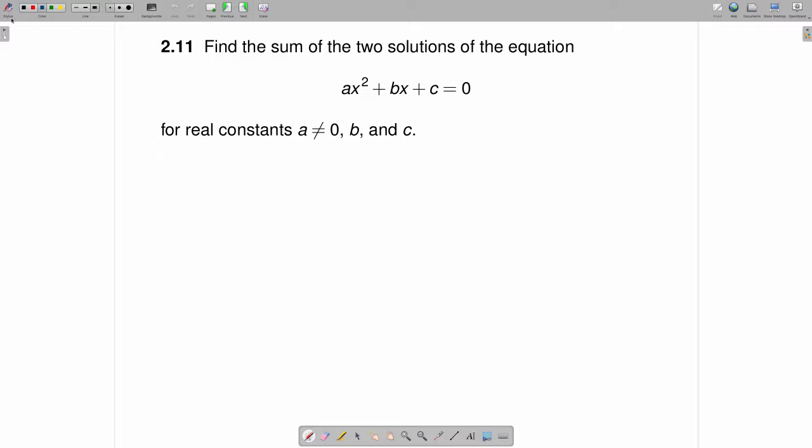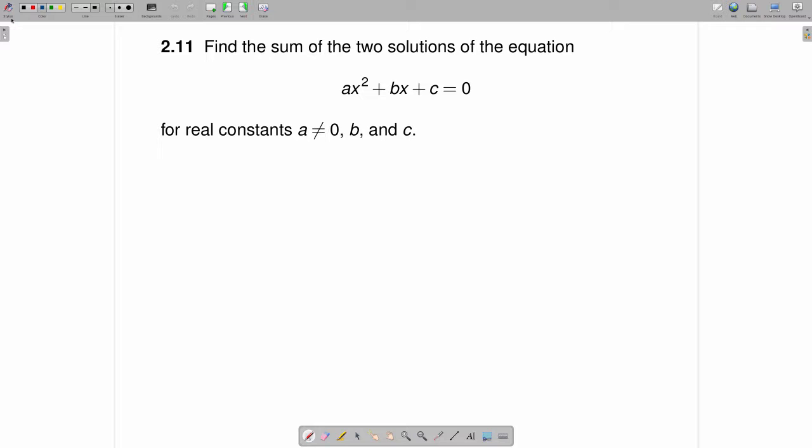Find the sum of the two solutions of the equation ax squared plus bx plus c is equal to 0, for real valued constants a, which is non-zero, b, and c.